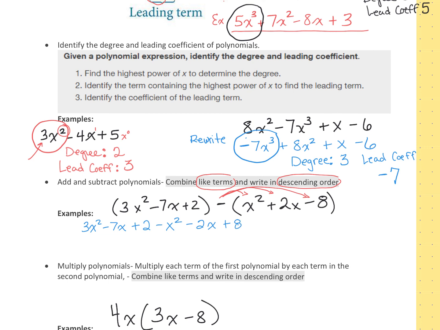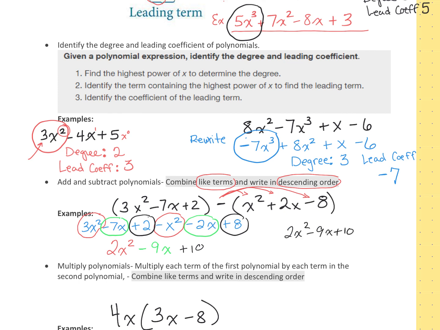And then we're going to start collecting like terms. So we have a 3x squared minus 1x squared. So we have 2x squared. We have a minus 7x and a minus 2x. So we have a minus 9x. And then we have a plus 2 and a plus 8, or a plus 10. So our final answer, 2x squared minus 9x plus 10.